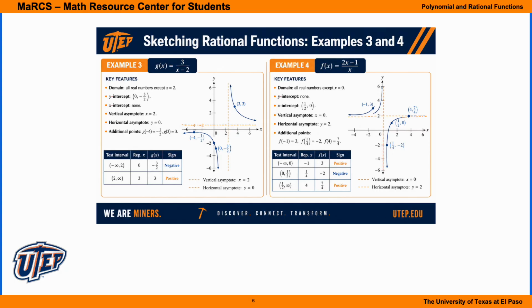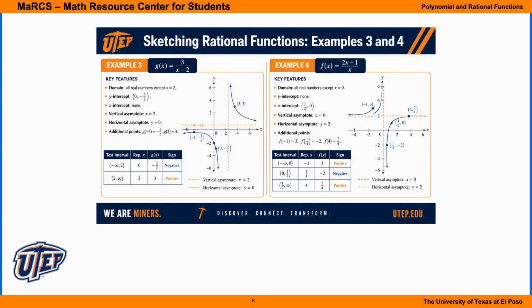And for our horizontal asymptote, we are comparing the leading coefficients, 2 and 1, since the degree of both the numerator and the denominator are equal. So 2 divided by 1 is equal to 2, so our horizontal asymptote occurs at y is equal to 2. Now we construct our test intervals using our zeros. So we have negative infinity to 0, and we choose a representative x of negative 1. So f of negative 1 is equal to positive 3.